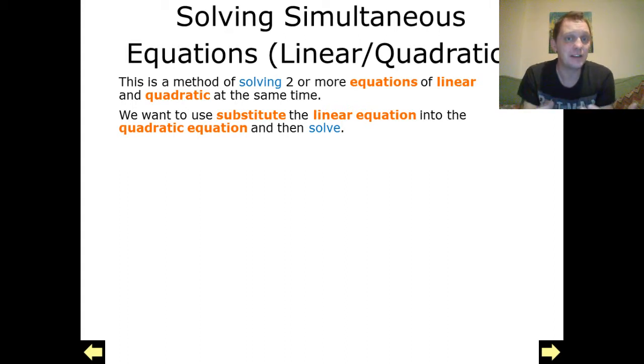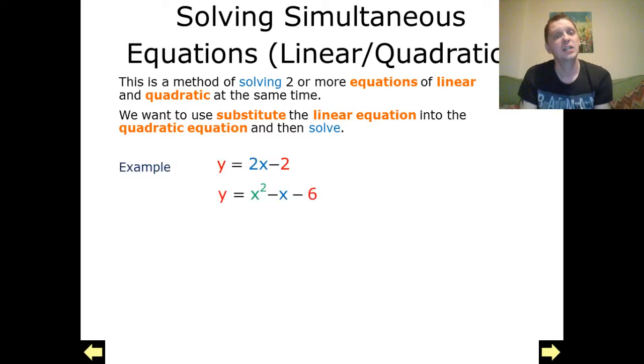Our method for doing this is that we are going to be using substitution, like what we saw with the linear equations in the second example. So for our example for this, we've got y equals 2x minus 2 and y equals x squared minus x minus 6.